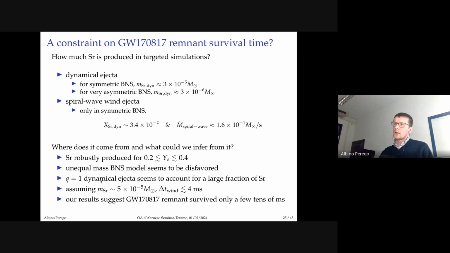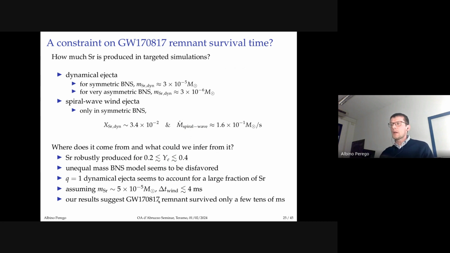So assuming a strontium mass of the order of 5 times 10 to the minus 5, which is the upper limit that we got from observation, the time scale over which the wind could have lasted actually reduces to a few milliseconds. So what does this mean? This means that our result suggests that GW170817 produced a remnant that collapses to a black hole relatively quickly.